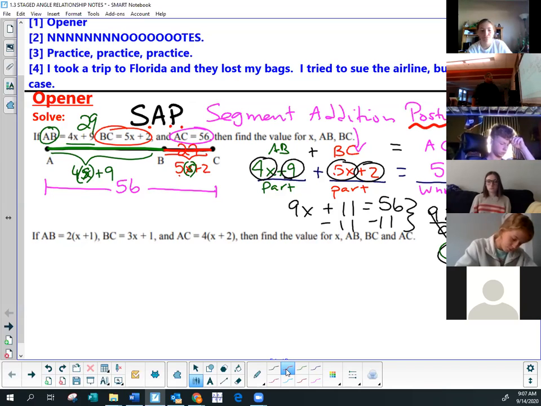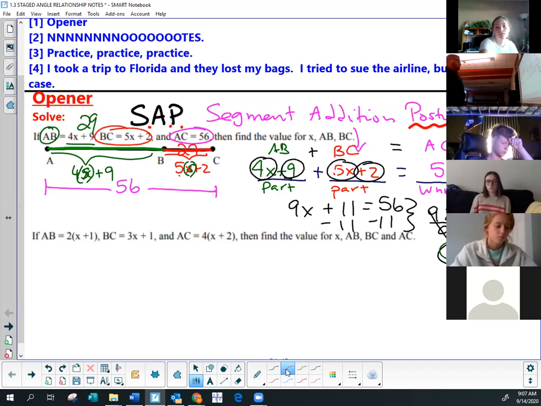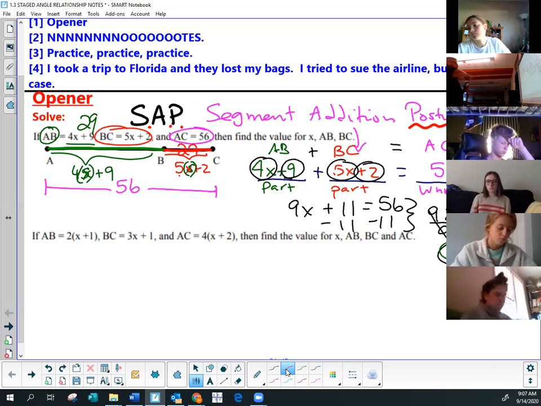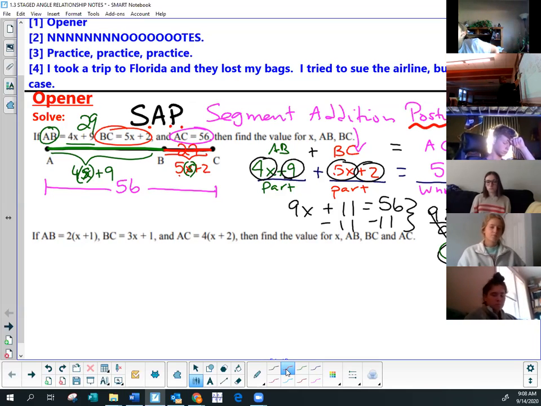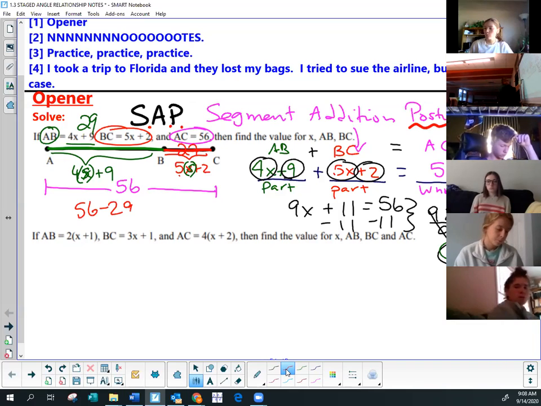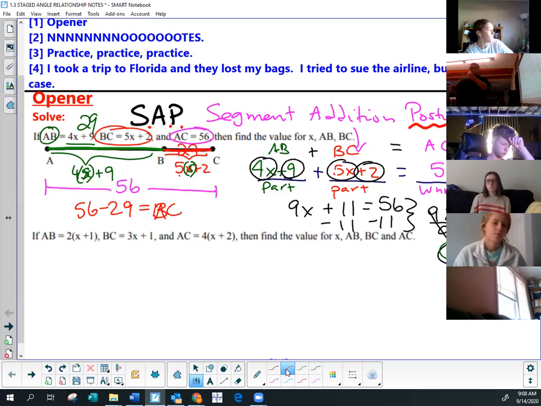What's the sneakier, more elegant way to find the value of the red segment? Subtract AB from AC. Yeah, so just go right back to the segment addition postulate, right? And so if it's the 2 parts added together, certainly 56 minus 29 should also give us BC. Which is also a way to confirm your answer.